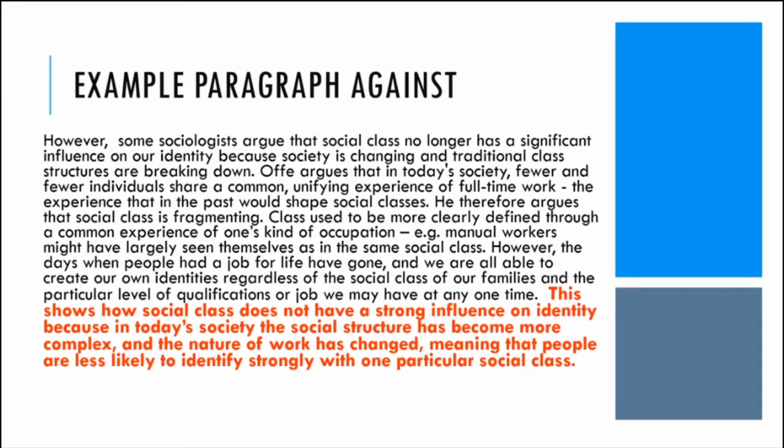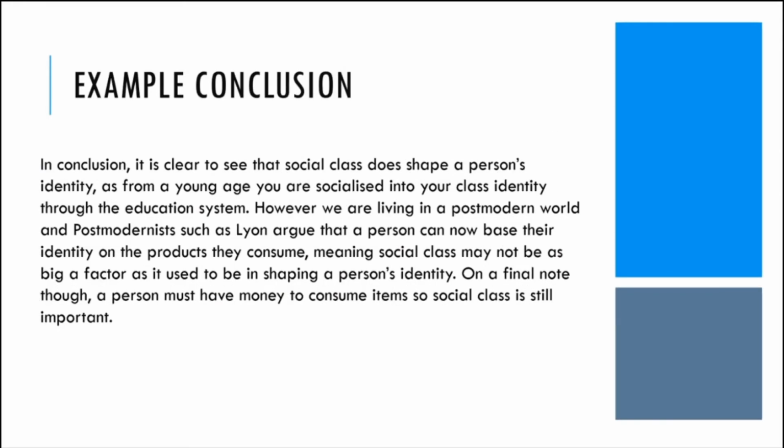So lastly, let's have a very quick look at an example of a conclusion. In this conclusion, the student has argued firstly that social class does shape a person's identity through education because the education system reproduces our class identity. However, because we live in a postmodern world, we no longer base our identity on things like work, but more on the products we consume, and this has become a much more important way of shaping our identity rather than class.